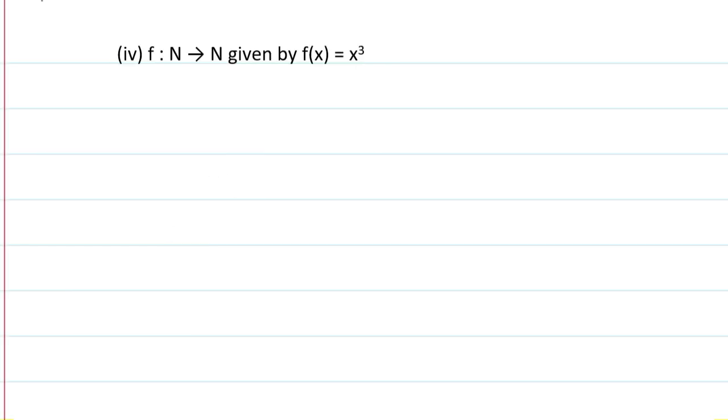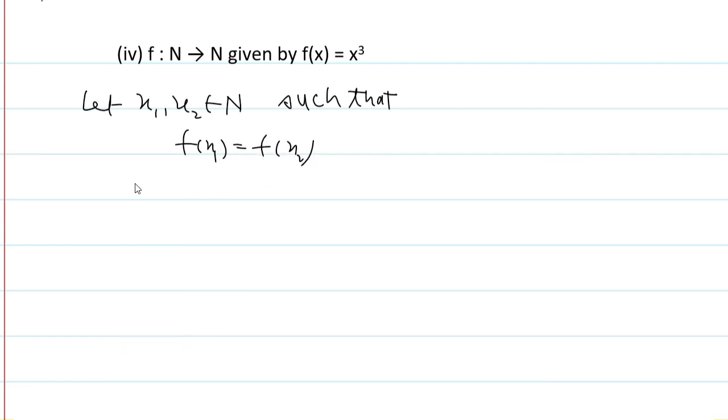Now let us solve the fourth part. Let us assume x1, x2 belonging to N, the domain, such that f(x1) is equal to f(x2). This implies, applying the definition, x1 cube is equal to x2 cubed.